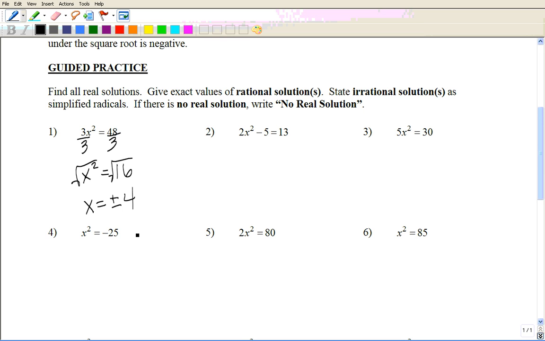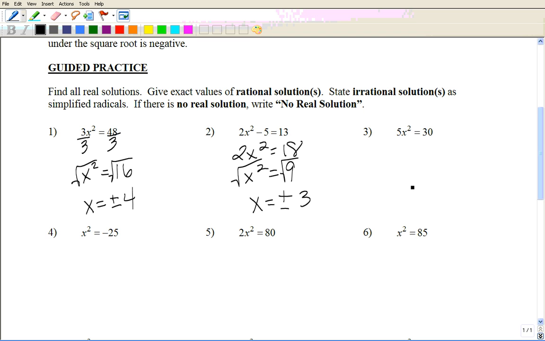Okay, now for the next one. First we need to get that x squared term by itself, so I'm going to add 5 to both sides. And now I'm going to divide both sides by 2. So I'll get x squared equals 9. And now that my x squared term is isolated, I'm going to square root both sides. And I'll get x equals positive or negative 3. So you'll see so far number 1 and number 2 have 2 real solutions.